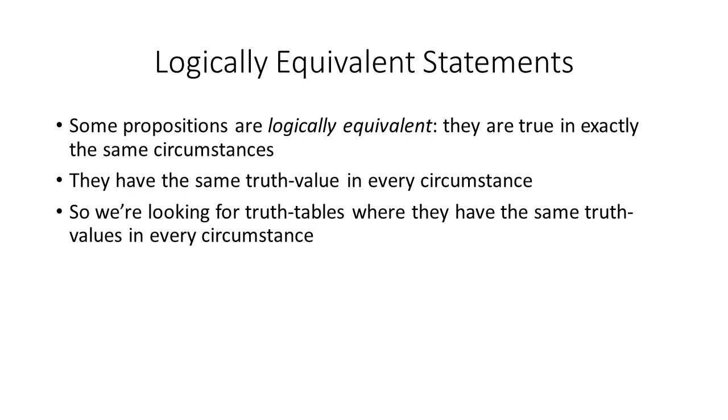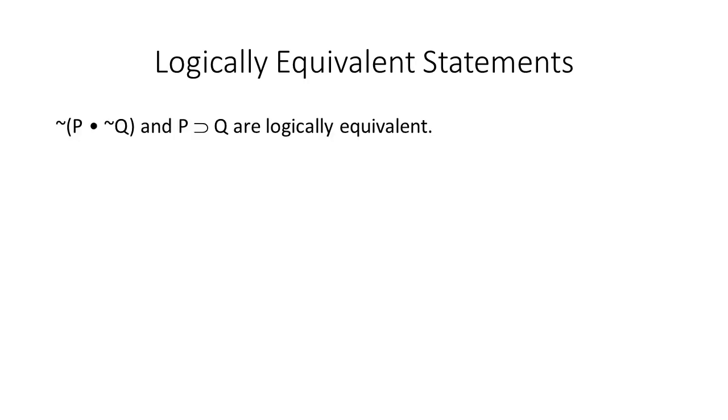Right, that is when they're true, right? So it's not the case that both P and not Q, and if P then Q, are logically equivalent. So how will we prove this? So we're going to do it by constructing a truth table. No surprise there.